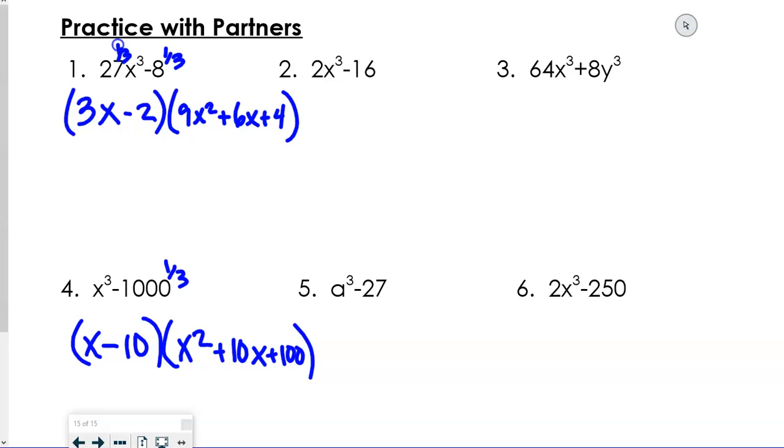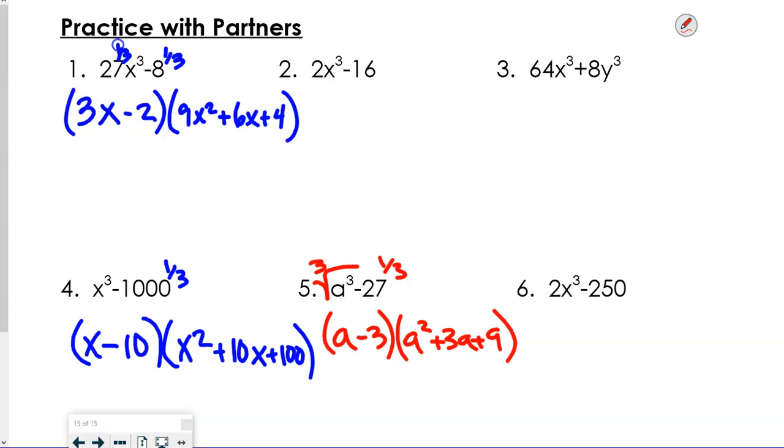Here's our pattern again for the next one. We take the cube root of this, we take this to the 1/3 power, right? So we're going to get a minus 3. Then we're going to square that a. We're going to multiply the two of them together. Remember, there's going to be a plus here. That's going to be 3a. And then we're going to square the 3. So that's going to be 9.